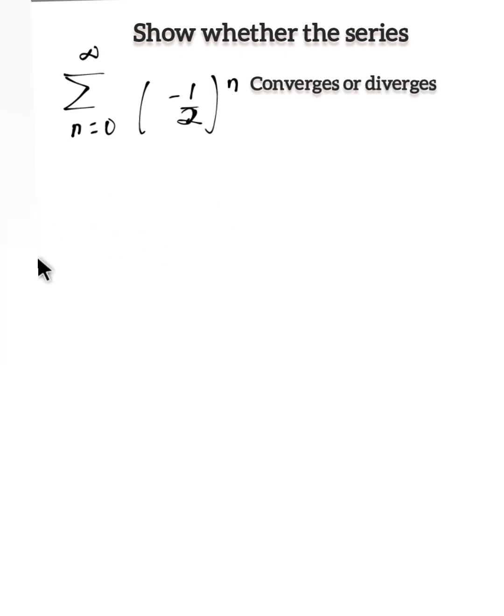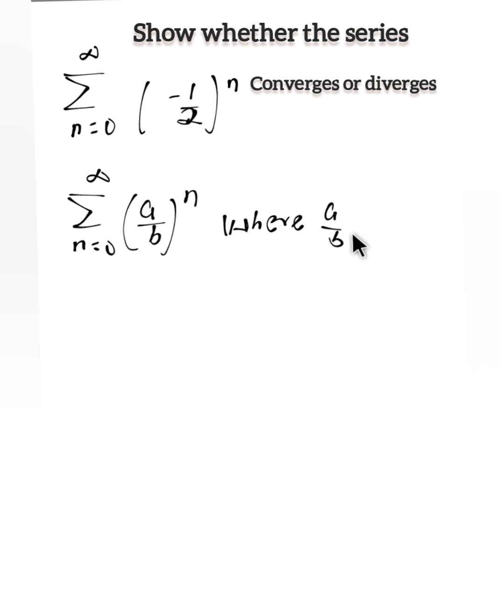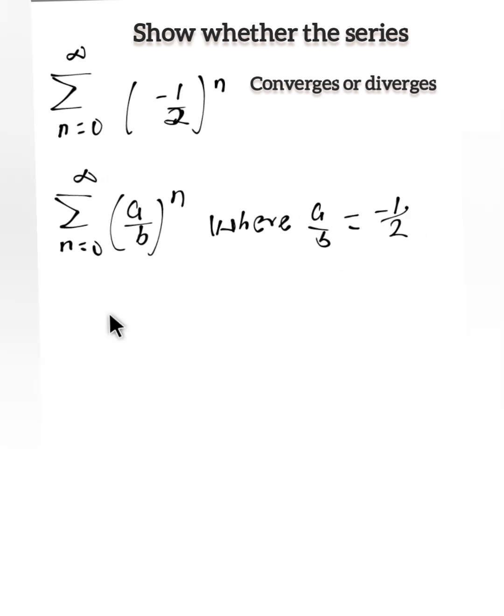So consider example 4. Show whether the series, the summation from n equals 0 to infinity of (-1/2)^n, converges or diverges. So the first step, we need to check whether this series is a geometric series. A geometric series has the form the summation from n equals 0 to infinity of (a/b)^n, and this is the same form, where a over b is equal to minus 1 over 2. Hence, r is equal to minus 1 over 2. This is equal to minus 0.5.